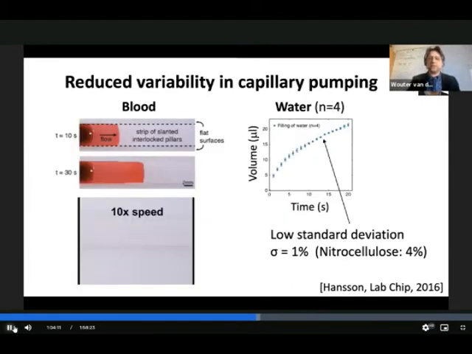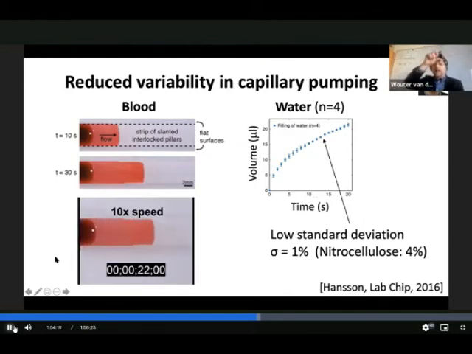So the first thing we did was looking at, can we use this, for example, to capillary flow blood? And indeed, it's possible. And this is what you see happening here. At 10 times speed, you see how the blood flows into the material, and you can do capillary pumping and hopefully do a bioassay.